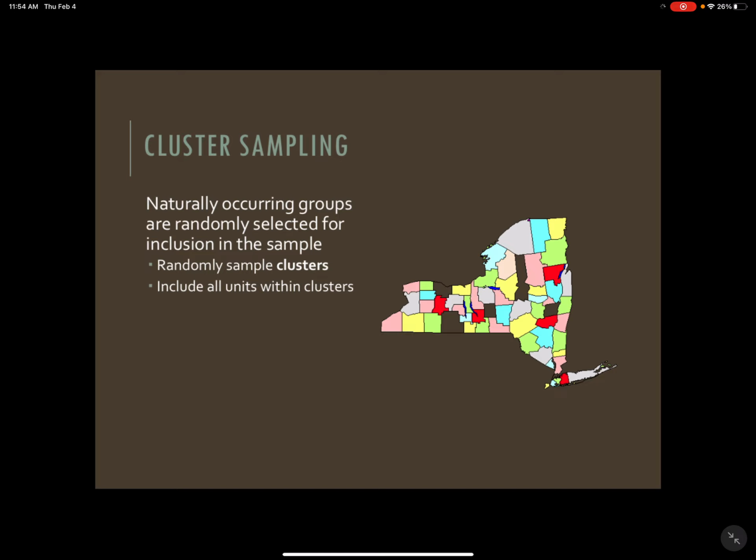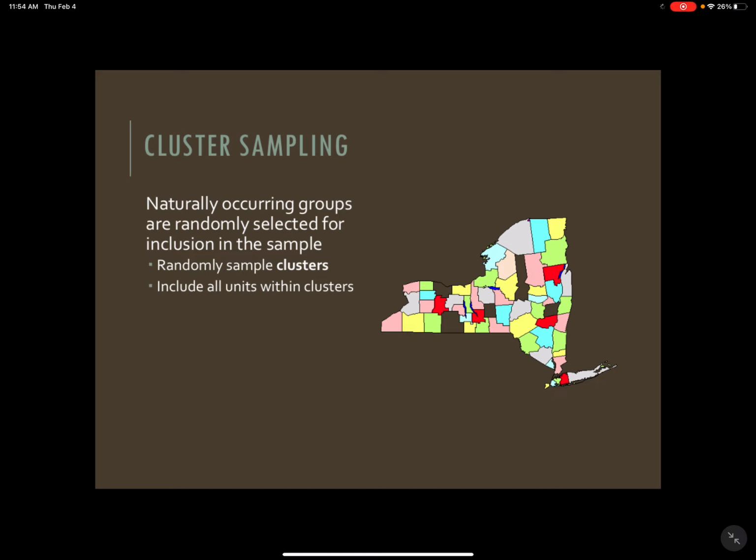And the very last type I'm going to talk about is called cluster sampling. And that's when naturally occurring groups are randomly selected for inclusion in the sample. So you would randomly sample clusters and then include all units within the clusters. So let's say, for example, that I'm interested in 4th grade reading performance in the state of Massachusetts. But I really, really don't want to give a reading test to all 4th graders in the state of Massachusetts.